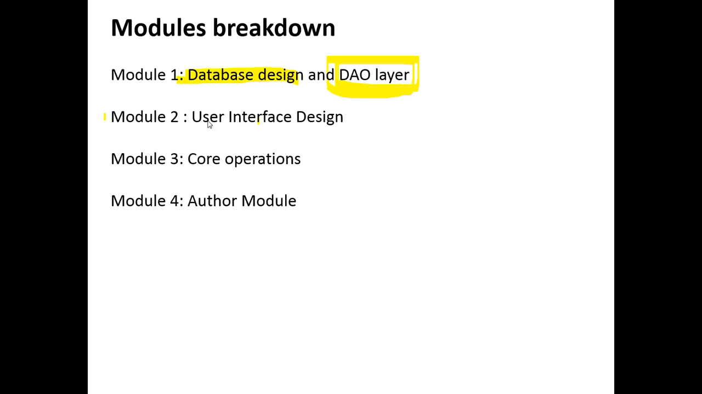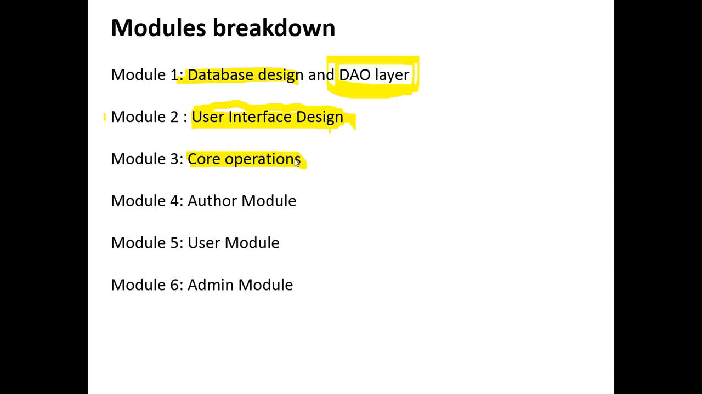In module 2 we are going to implement the user interface design. The front end screens we are going to create here using Twitter Bootstrap, Ajax, and HTML, CSS libraries. In module 3 we are going to implement the core operations like the upload module and the algorithm. We are going to implement the entire CARS algorithm in module 3. In module 4 we are going to implement author modules, author specific components like upload. In module 5 we will implement user specific components like search.